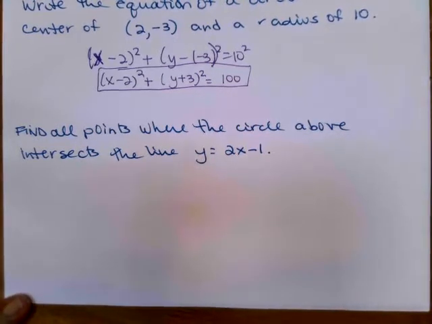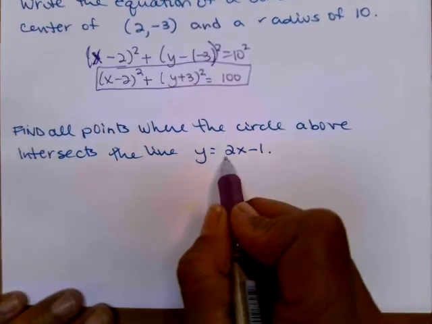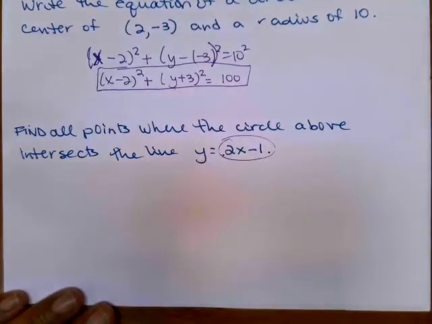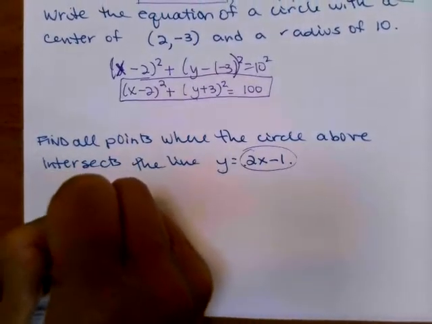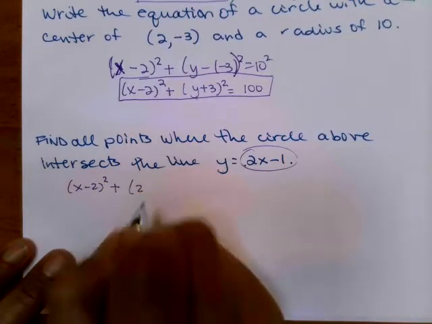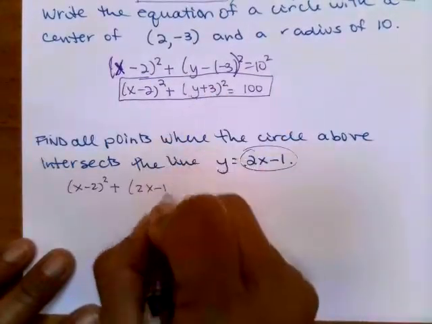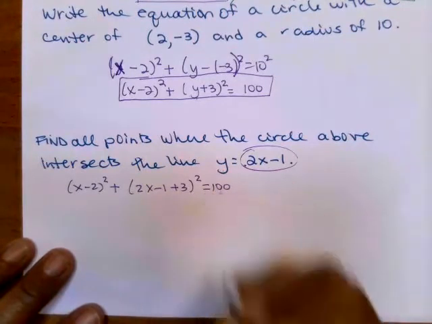How would we find the points, if they exist, where this circle and this line intersect? Well, we're going to do a substitution. The y in the circle is going to get replaced with 2x − 1. What that's going to leave us with is an equation that only has one letter, x, in it. So (2x − 1), so that y is just getting replaced, and then plus 3 quantity squared equals 100.